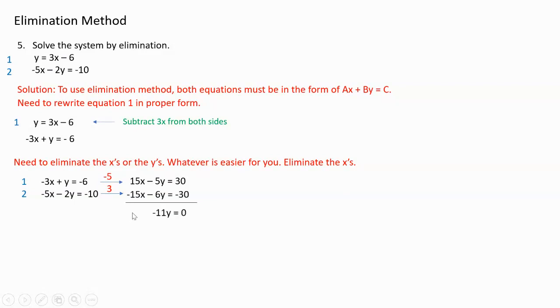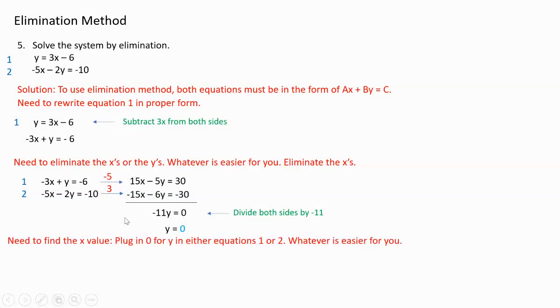You see, so we get negative 11y equals 0. We divide both sides by negative 11, so we get y equals 0. Okay, now we go back to either equation 1 or 2, but we're going to plug in 0 for y. What's easier? I believe equation 2 will be easier. Why? Because if we plug 0 into equation 1, it's a little bit more work. If we plug it into equation 2, it'll be a little bit less work. So it all depends on the student, what's easier for him or for her. But this is my opinion, that it'll be easier to go with equation 2. So I'm going to plug in 0 for y.